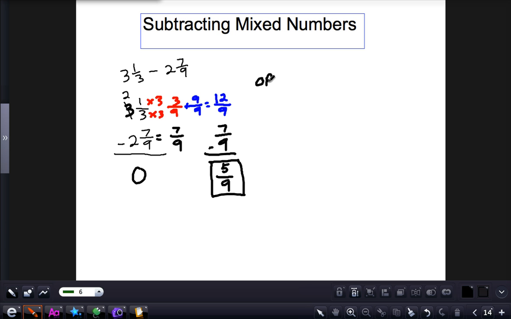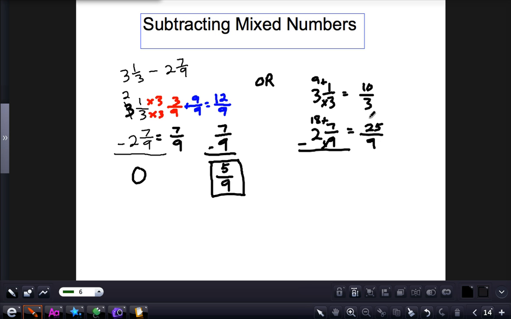Oftentimes students have learned another way, by taking 3 1/3 minus 2 7/9, and they just convert them to improper fractions totally. So 3 times the denominator, plus the whole number: 3 times 3 is 9, plus 1 is 10. So this equals 10/3. And then 9 times 2 is 18, plus 7 is 25. And the denominator is 9ths.